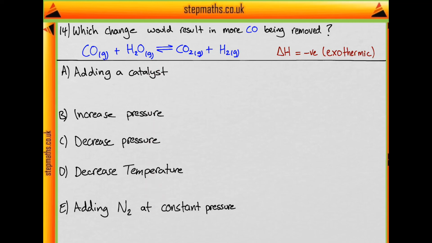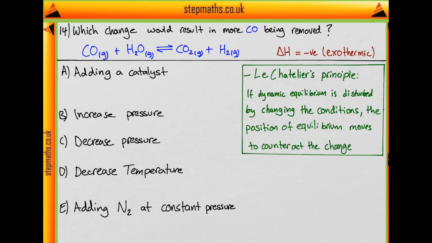But before we start, we know we're dealing with an equilibrium here, so we're going to be dealing with Le Chatelier's principle. Le Chatelier's principle states that if a dynamic equilibrium is disturbed by changing the conditions, the position of the equilibrium moves to counteract the change. So using this, we can now answer the question.